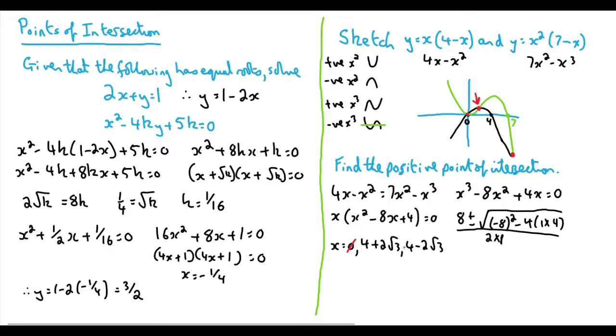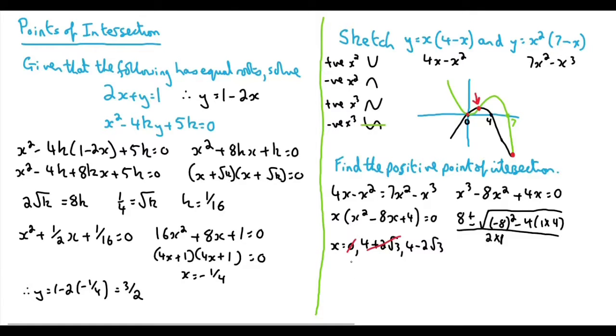Well, of these, the smaller value is the 4 minus the 2 root 3 here. 4 plus 2 root 3 is bigger, that's further to the right. Again, not the one we're after, so we're going to ignore that one as well. So now we know that this is the x-coordinate of our point of intersection, and again, even though there's a minus here, you would find this is still a positive x value.